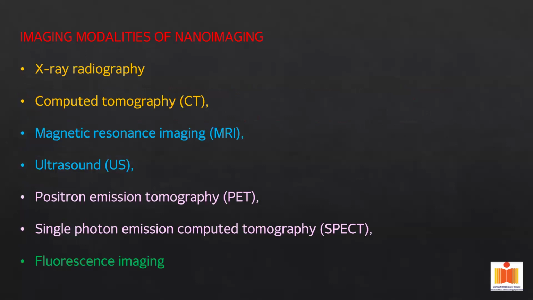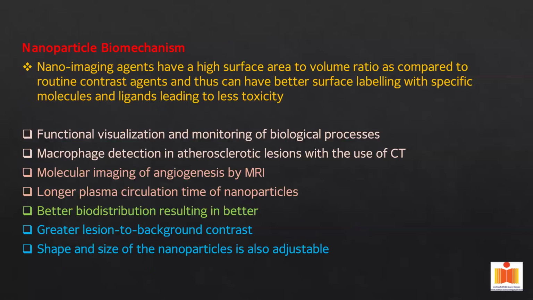So for imaging, we are talking about imaging. So we know how the nanoparticles can be imaged. This is equally important. You have nanoparticles, but they have to be imaged. So you have X-ray radiography, you have CT, you have MR, ultrasound, PET, SPECT, fluorescence imaging. So many things are there. Shortly, I will be talking about this: what are the different applications by different modalities? Next.